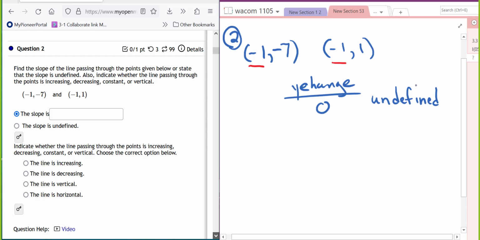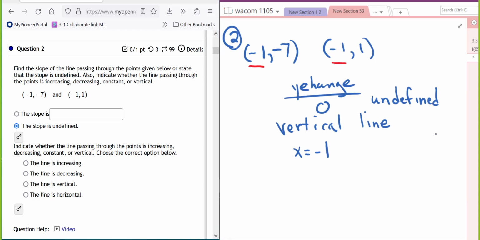And undefined slope goes with a vertical line. And they're not asking us equation of the line yet, but it would be x equals -1. Right? So because those two were the same, that's why I could actually not go through the whole process. So here we would choose undefined, and this one is a vertical line.